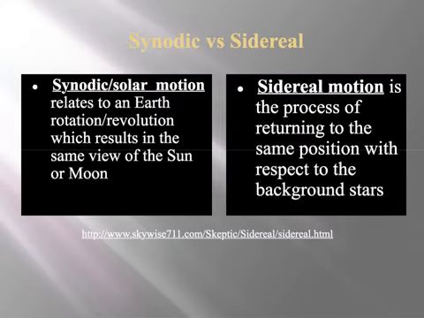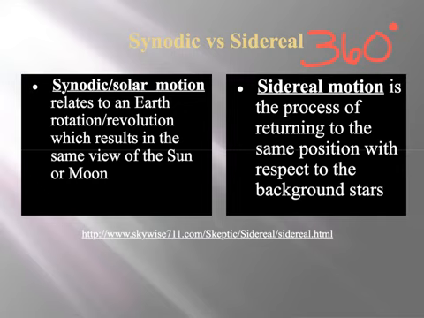One of the things I've mentioned a couple times is sidereal motion, and I want to make sure you guys have an understanding of how this differs from synodic or solar motion. So sidereal motion, we could think about this as being the real motion. I like to tell students that this is like the 360-degree full motion of something, the process of returning to the same position with respect to the background stars.